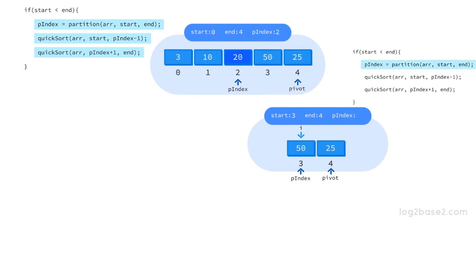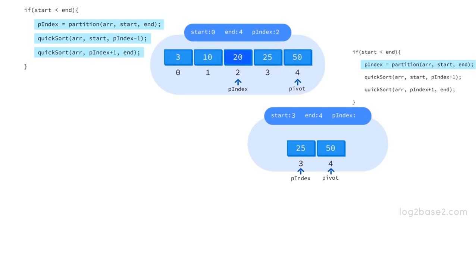Now compare ARR of I less than pivot element. That is, compare 50 is less than 25, but it is not. So there will be no swap needed. Hence, p index will point the same index 3. Now the array is completed. Finally, we need to swap ARR of p index and ARR of end. So swap 50 and 25. Since we are doing the process in the original array, it will be reflected here also.